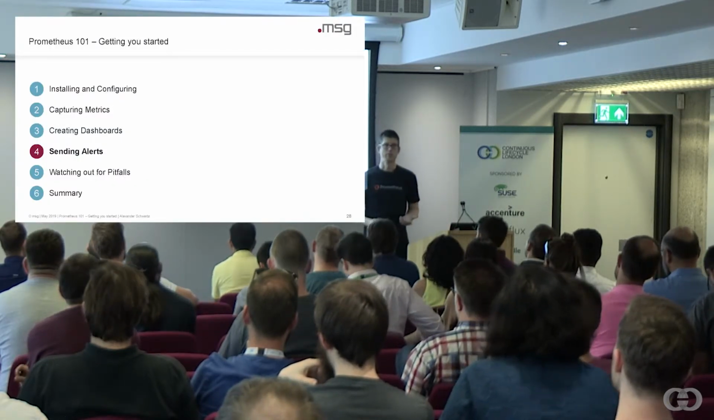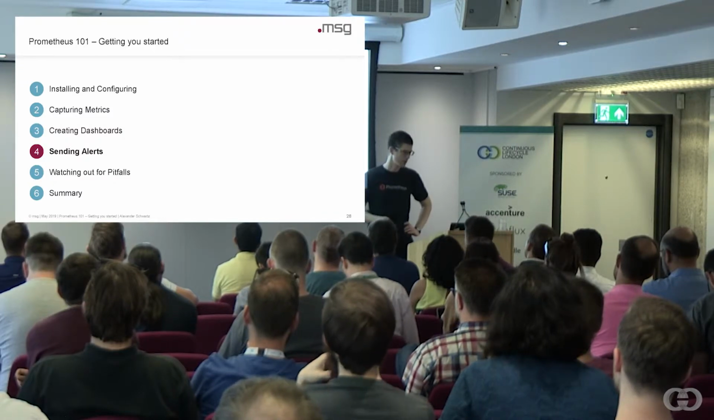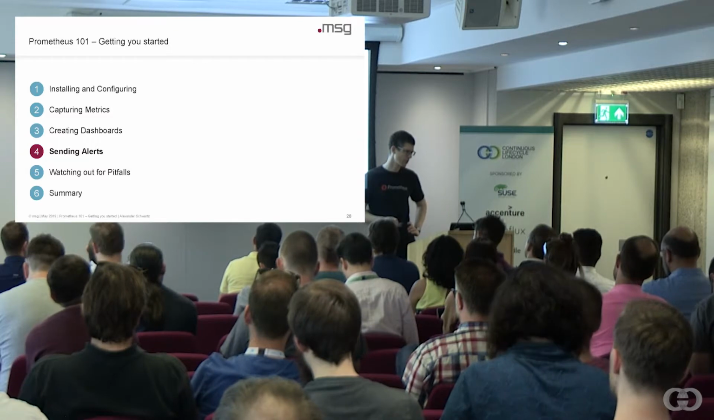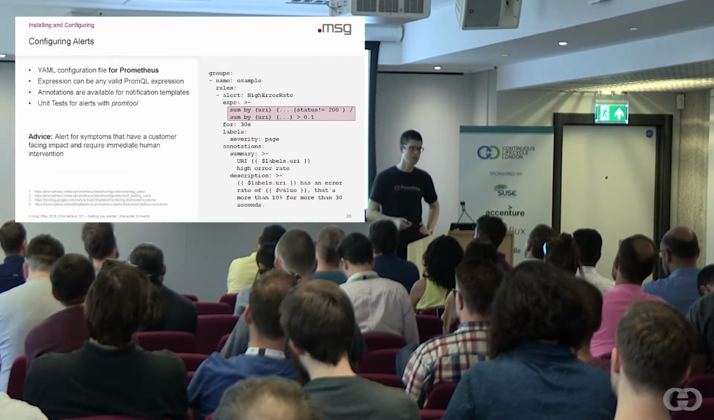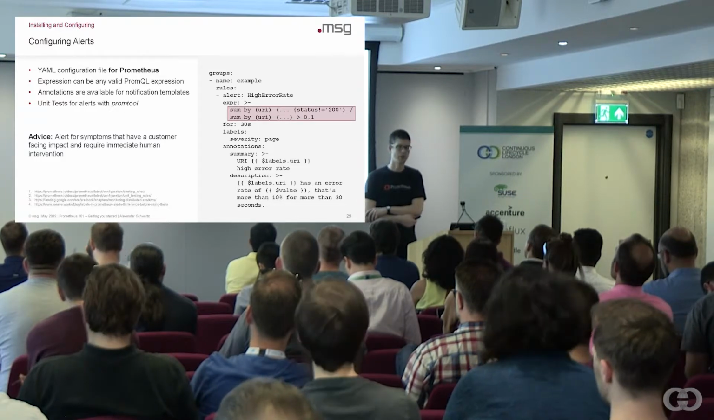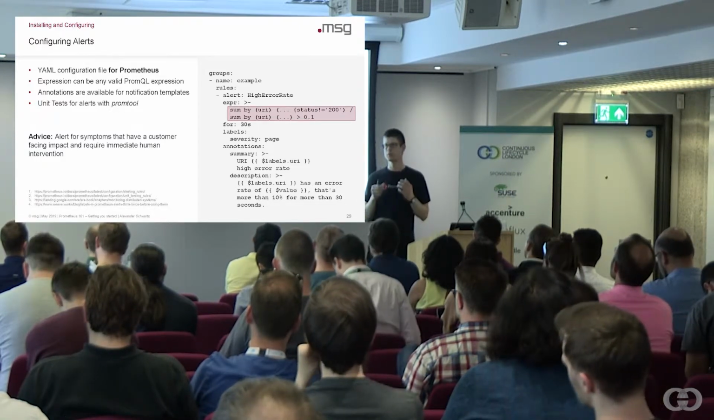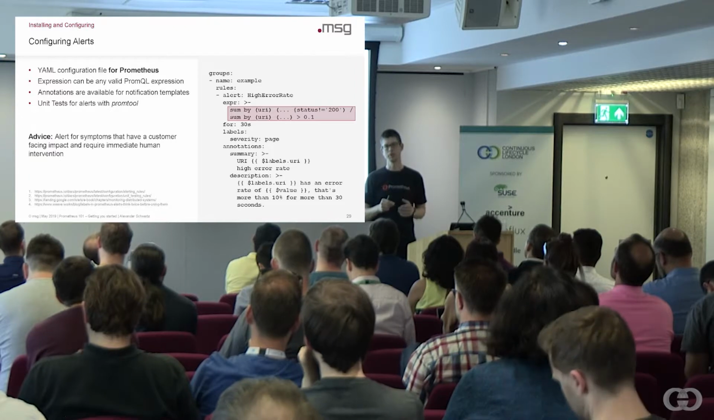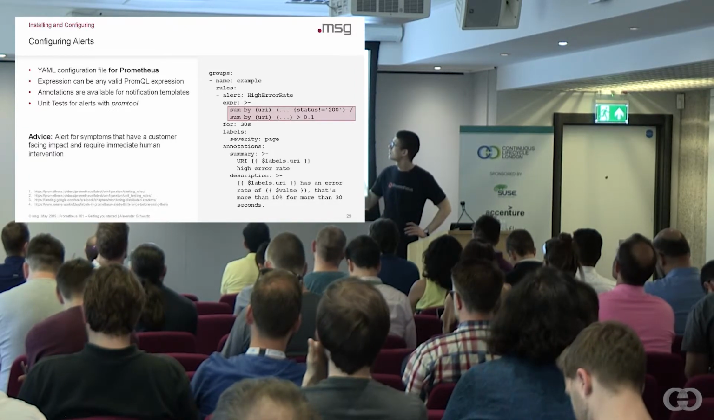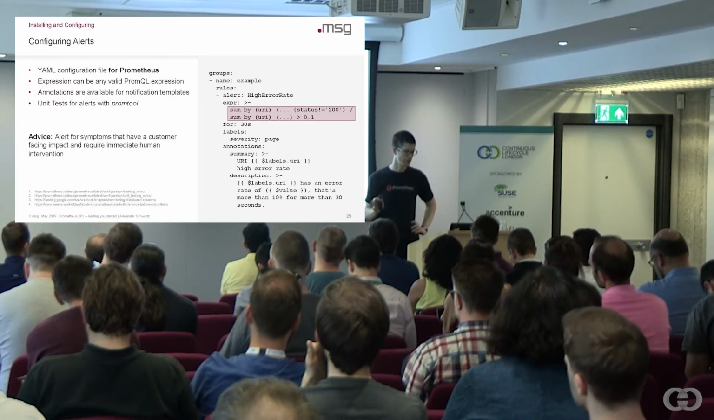Sending out alerts. So yeah, these things keep you up at night. Configuring alerts is actually happening in two places. There's a YAML configuration file for Prometheus. I need to tell Prometheus what kind of metrics to alert on, and I give that in another file that's next to the configuration file.